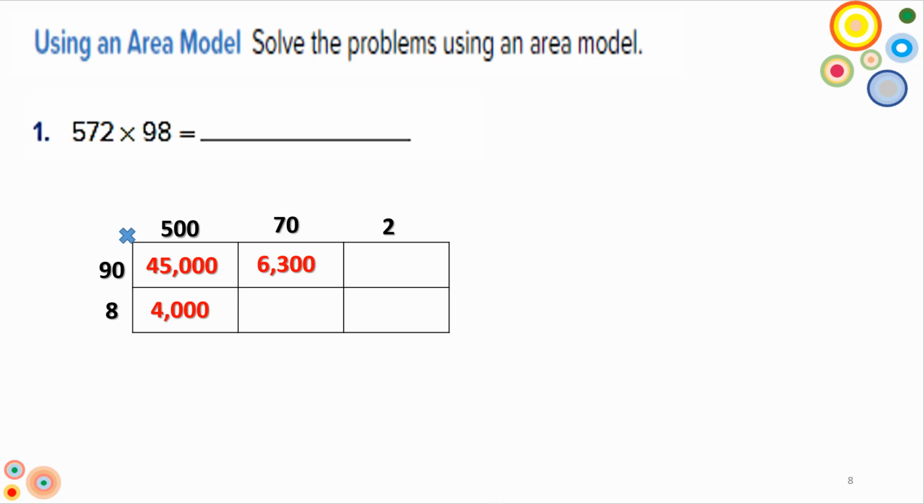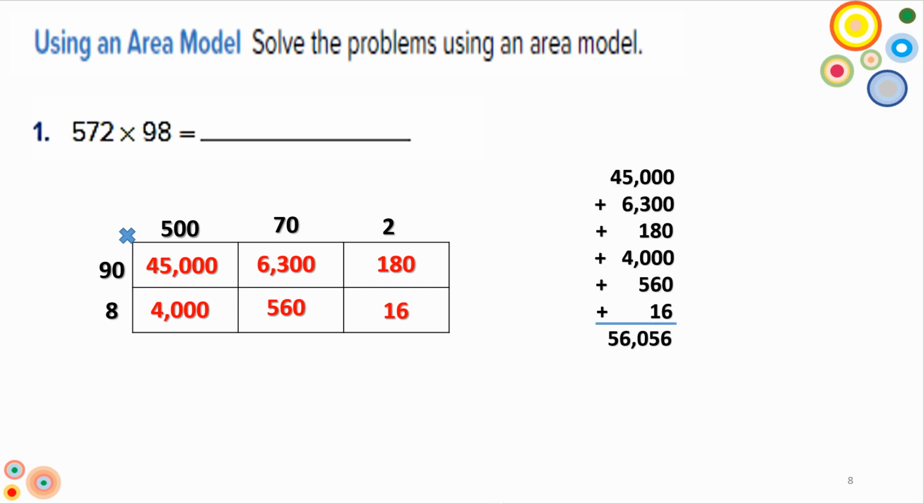Okay. The next one, 8 times 70. 8 times 7, 56, and drop 0. The last one, 2 times 90, 180, or we can say 2 times 9, 18, and drop 0. The last one, 2 times 8, just 16. Sum of all of these products, it will be 56,056.